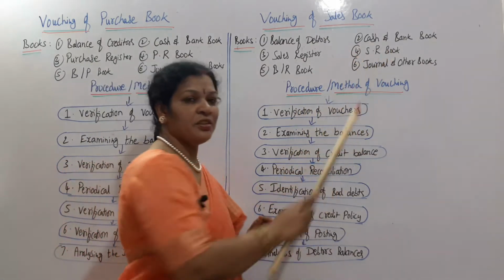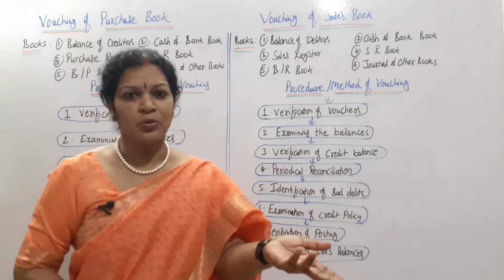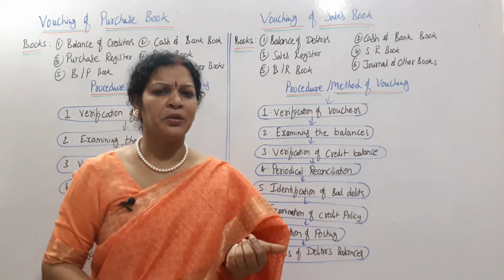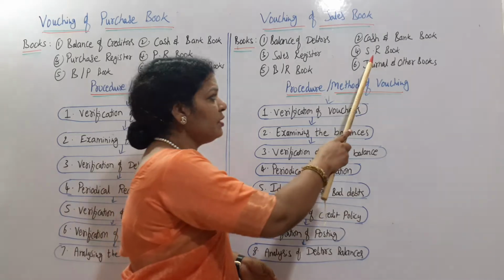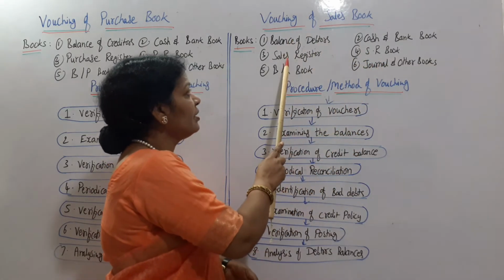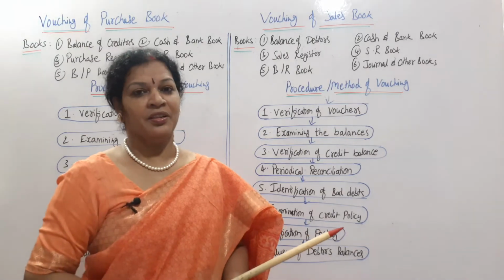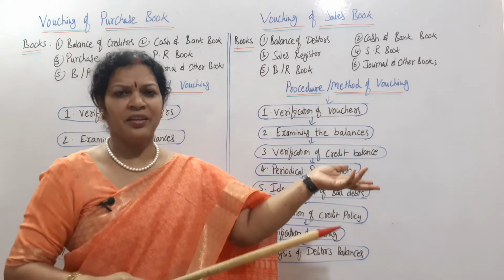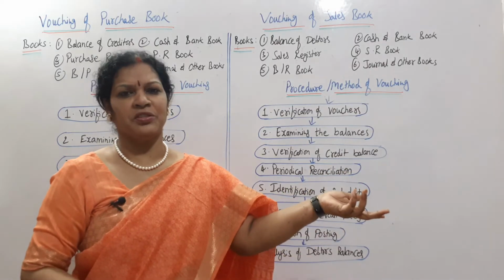Then after that, the sales returns book. Sold goods, did they return anything? Say they have returned 15 goods. Then that must be in the sales returns book, and it should match with the sales register. It should match with the balance of debtors also. How many debtors are there, how much is returned, and then how much is left.